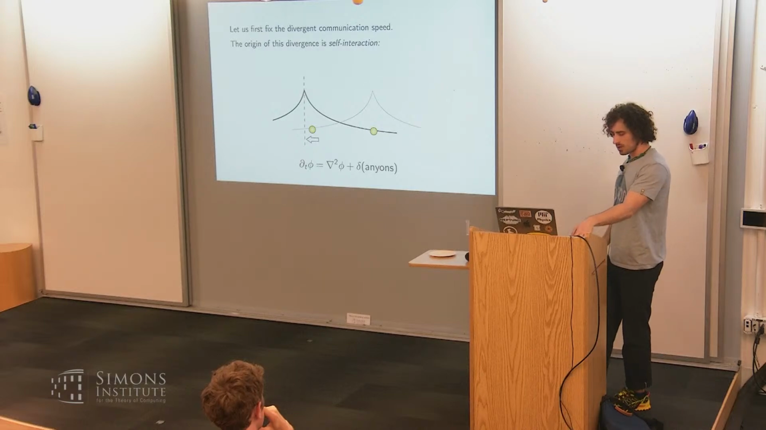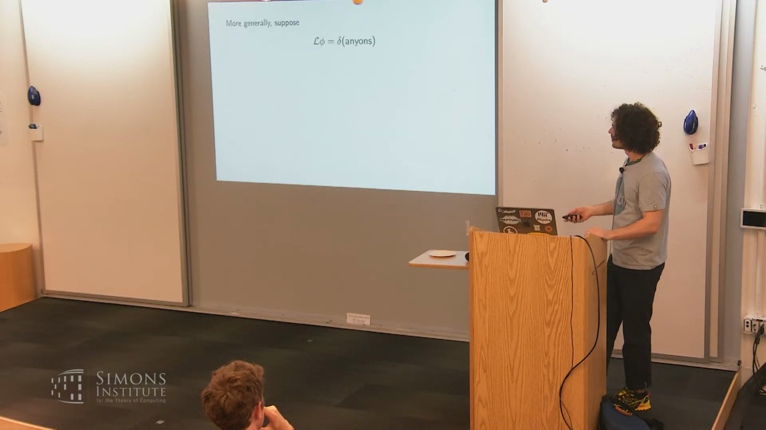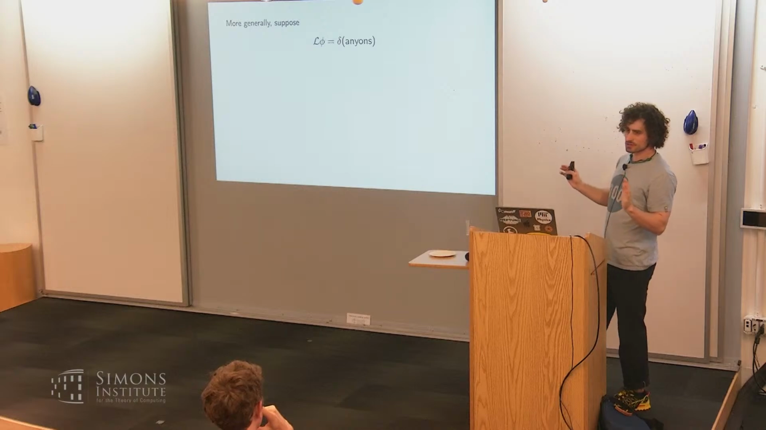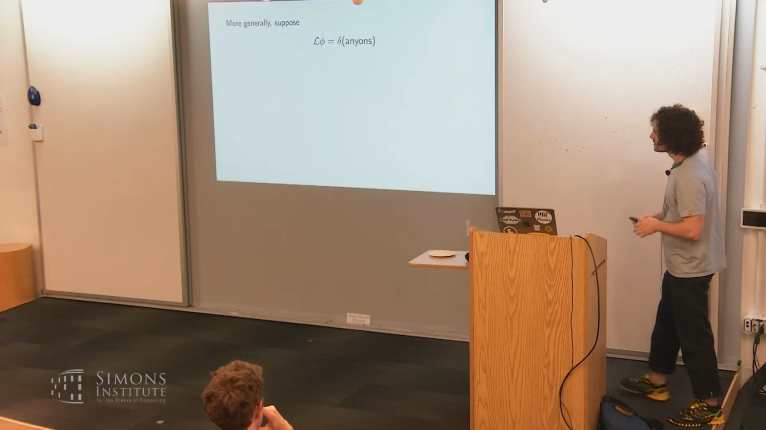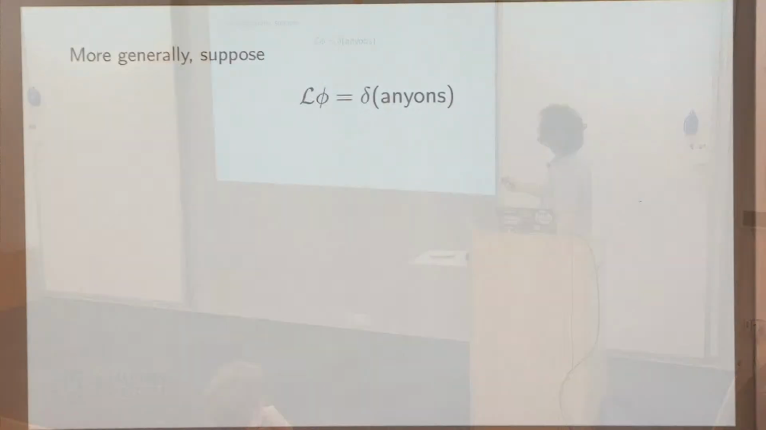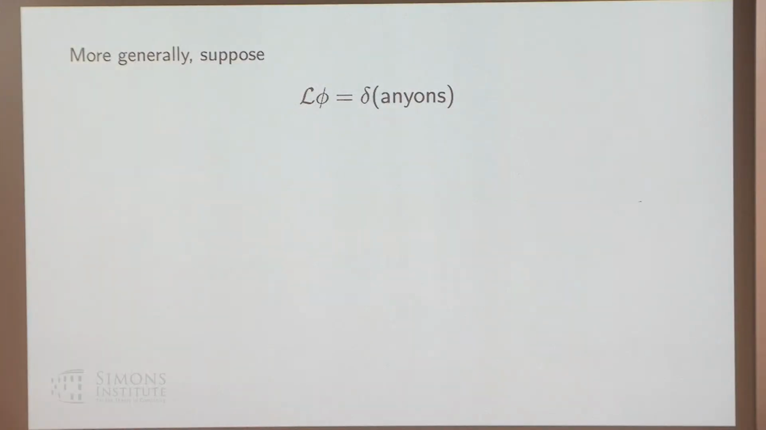Okay, so how do we solve this problem? Well, we can try different types of ways of updating the field. More generally, let's suppose we update our field by some differential operator, which is sourced by the anion locations. For example, one thing you might try is to take this differential operator to be the wave equation, dt squared minus dx squared.